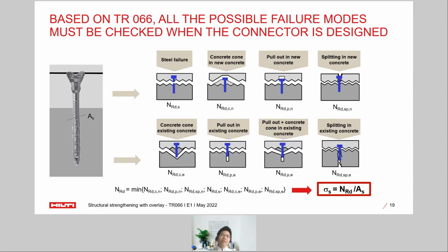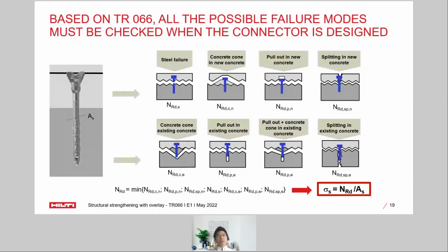Here, we have to consider the weakest link. We need to analyze every single failure mode, trying to find out which is giving the lowest resistance, and then we put that lowest resistance back into the formula to calculate the steel stress, the sigma s. So that's why there is a difference. When we compare to the EC2 design method for rebar in semi-precast elements, they don't consider these things. But here in TR66, we have to consider that.